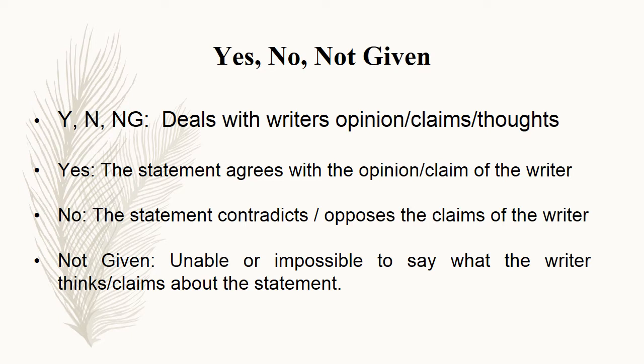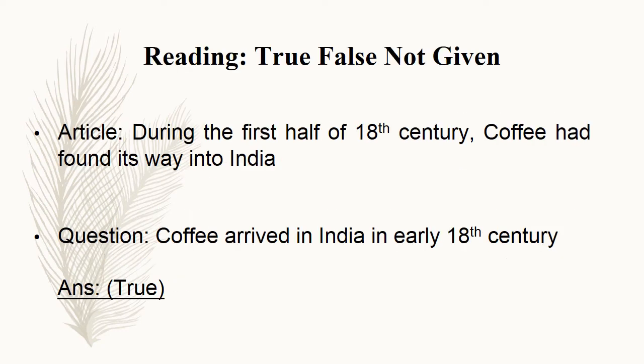Go for no if the statement contradicts and opposes the claims of the writer. Isn't it? We go for no when there is a contradiction of the claims made by the writer. We go for not given when it is impossible to say what the writer thinks or claims about the statement, with no information, or if we are unable to say what the writer's opinions are about the statement in the question.